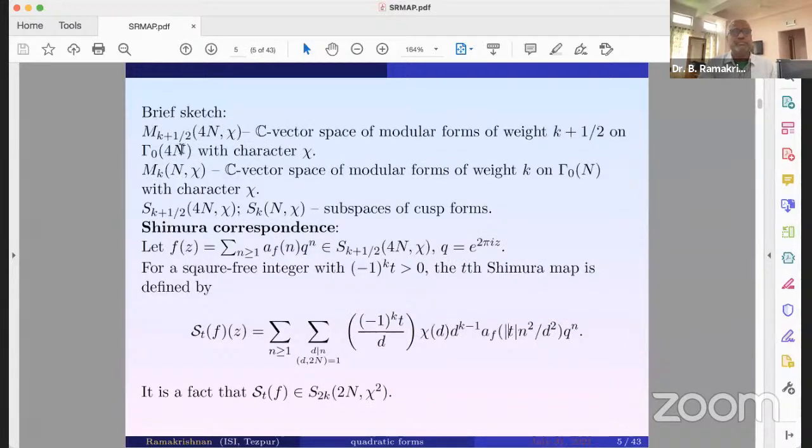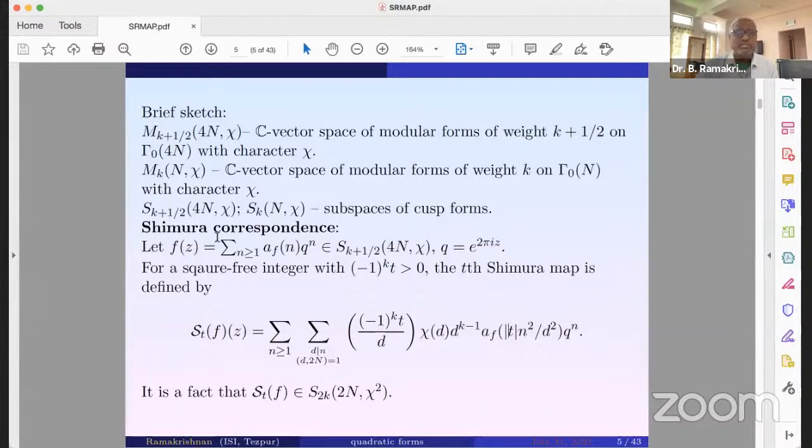Here is a brief sketch of the result which we have already done. The space is denoted M_{k+1/2}(4N, chi), the complex vector space of modular forms of weight k plus half on the group Gamma_0(4N) with character chi. This M_k(N, chi) is again the vector space of modular forms of weight k on Gamma_0(N) with character chi. For cusp forms, we use the symbol S instead of capital M. They are subspaces of cusp forms.